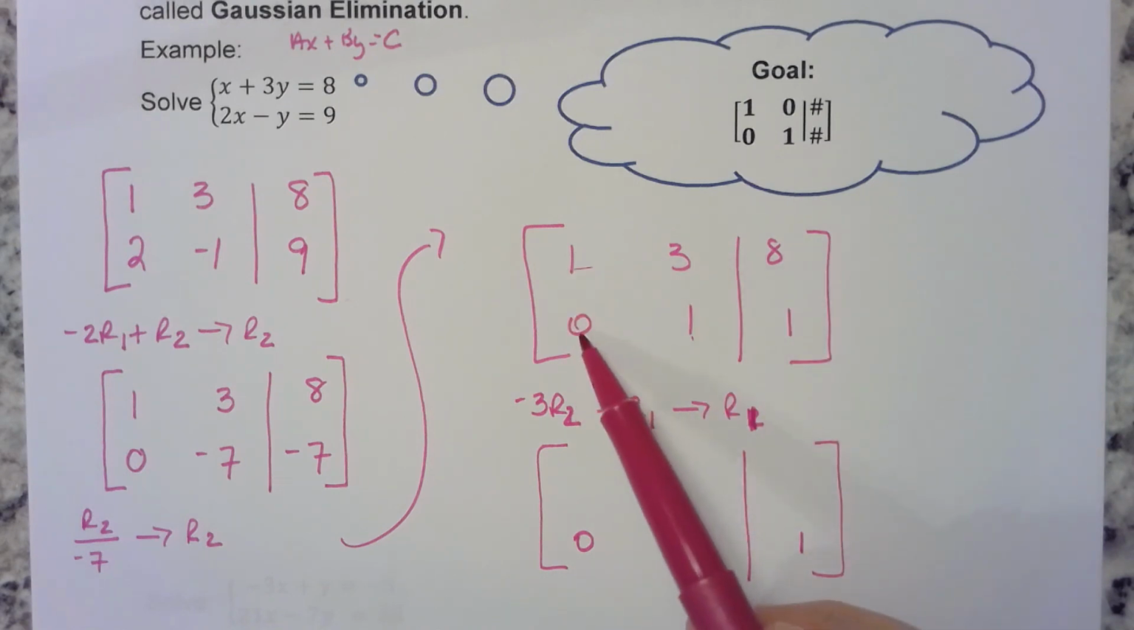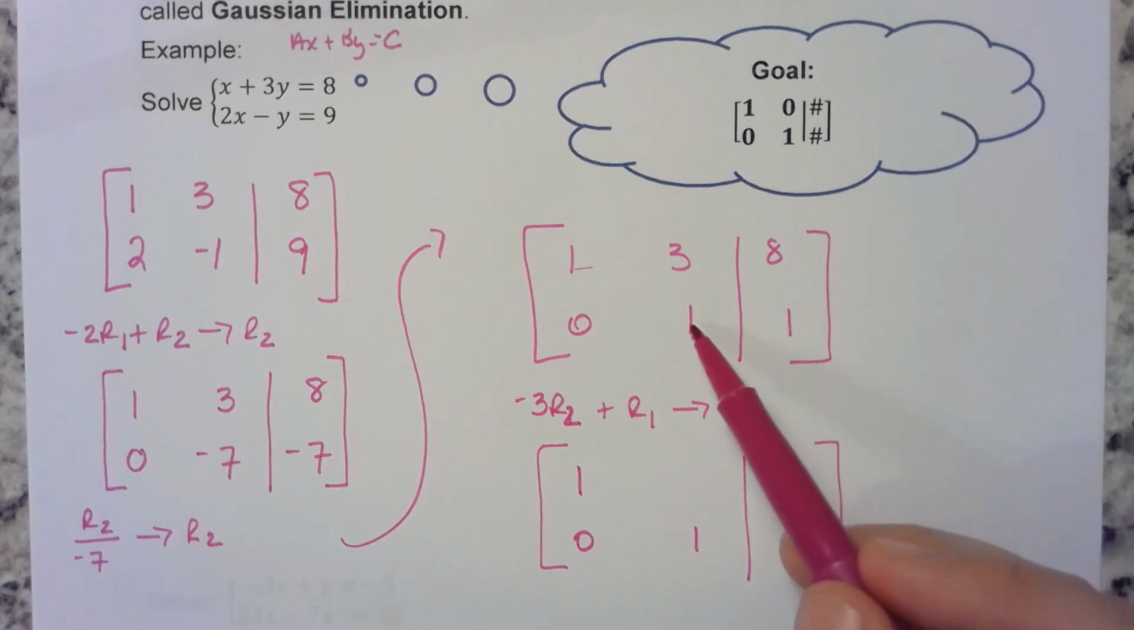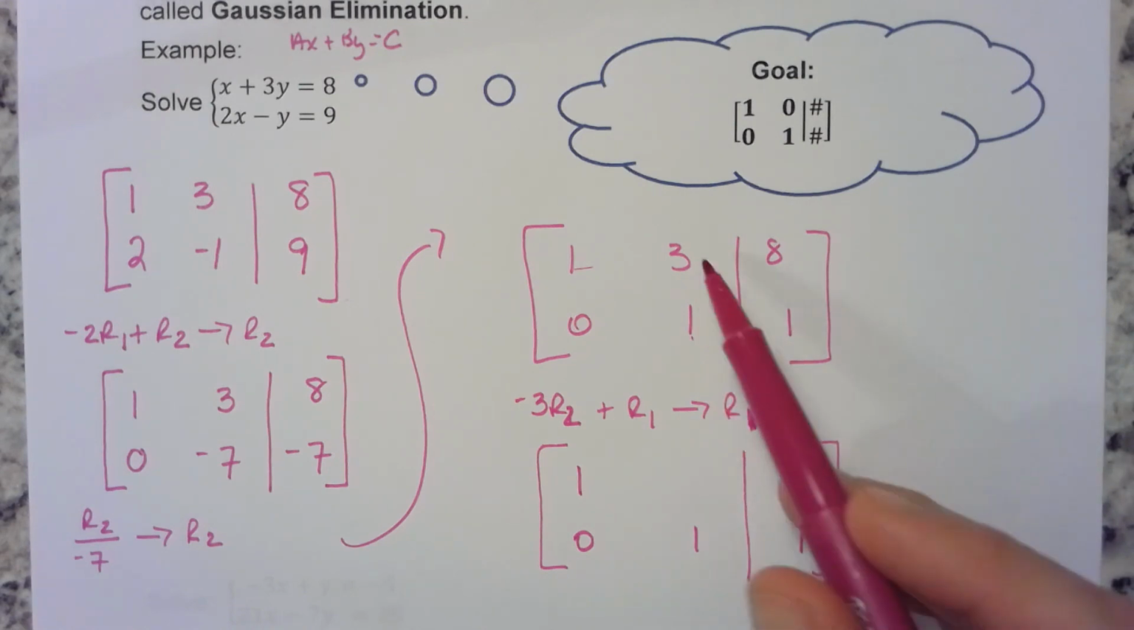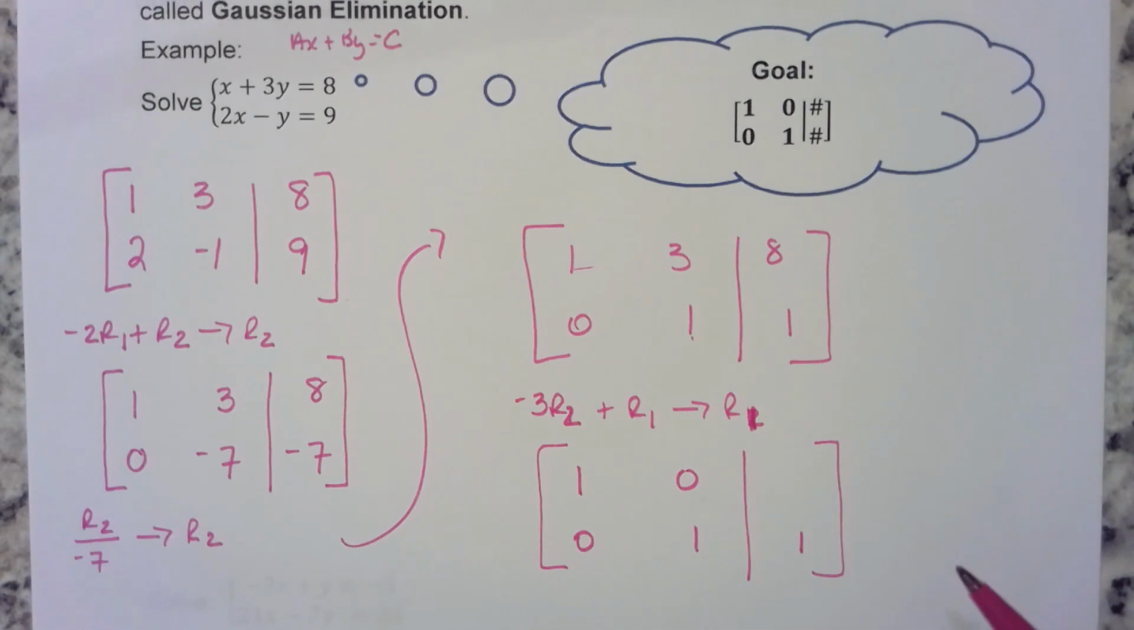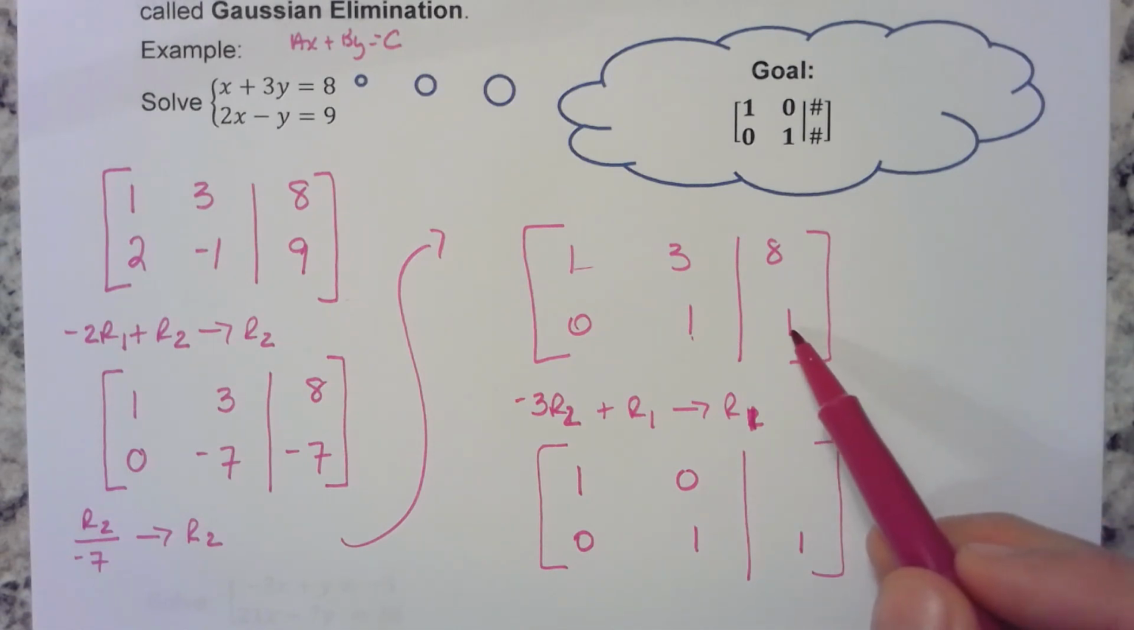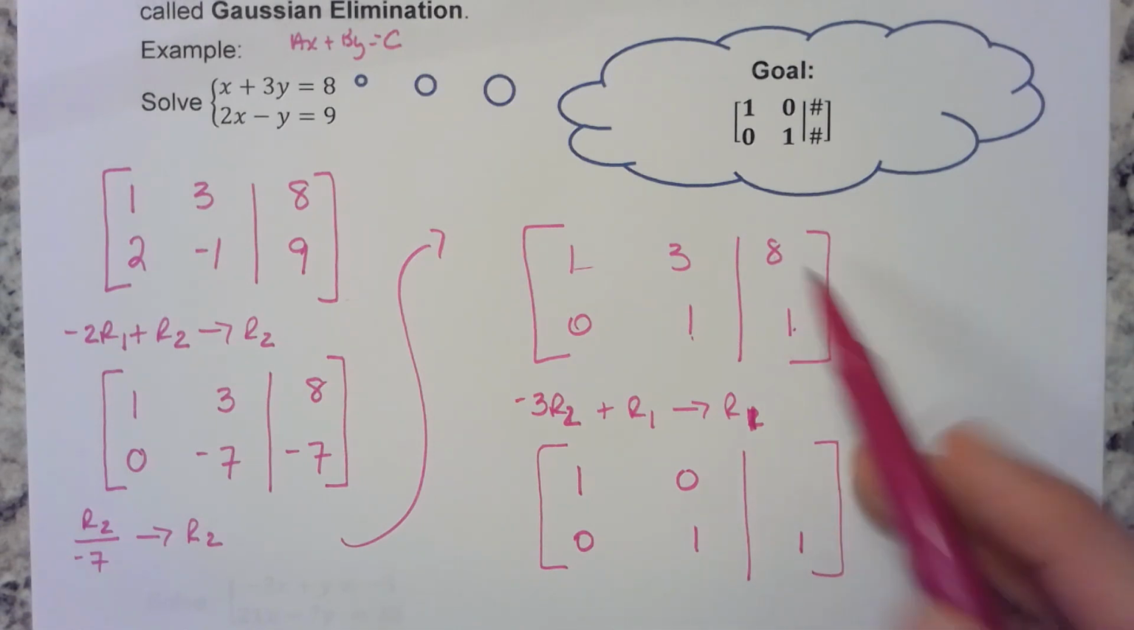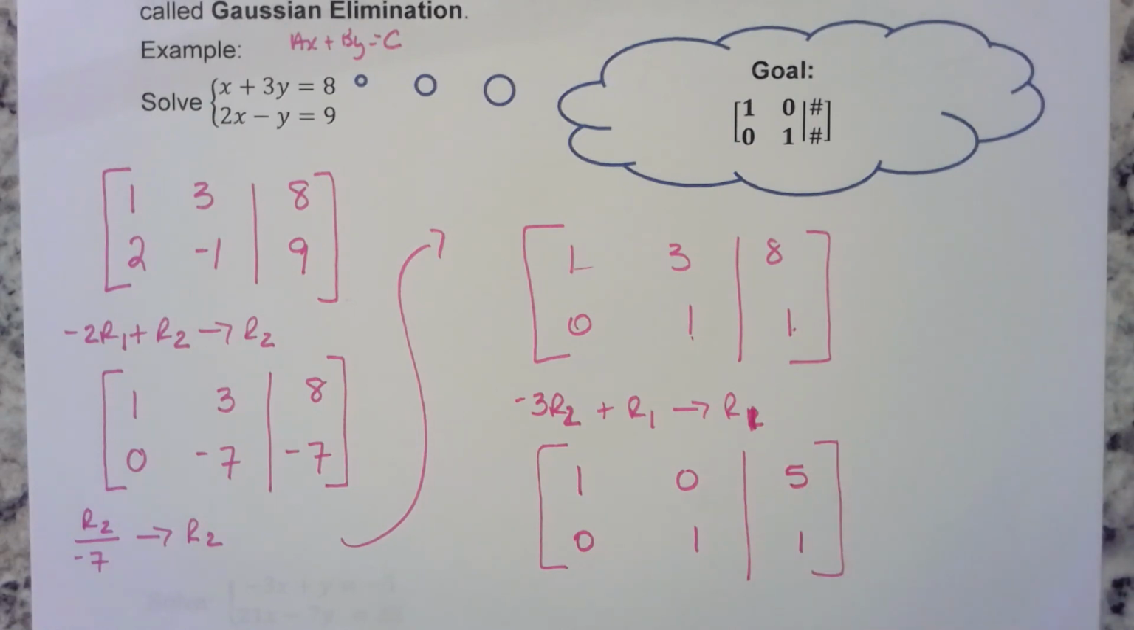So negative 3 times 0 is 0, plus 1 is 1. Negative 3 times 1 is negative 3, plus 3 is 0. Negative 3 times 1 is negative 3, plus 8 is 5.